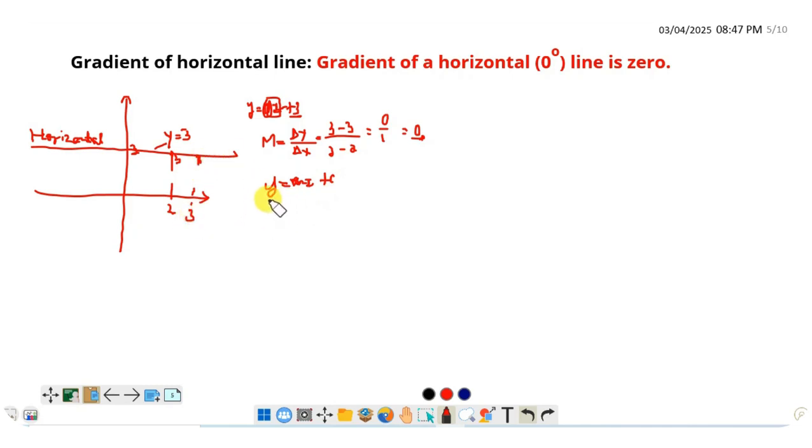You take one coordinate, you substitute, let's take 3 and 3. a equals, what is the gradient? 0. So y equals 0x plus c, and because of the 0 it becomes 0, c equals 3. So y equals 3. So this shows you it's a horizontal line with a gradient equal to 0. Okay, so why am I explaining this?